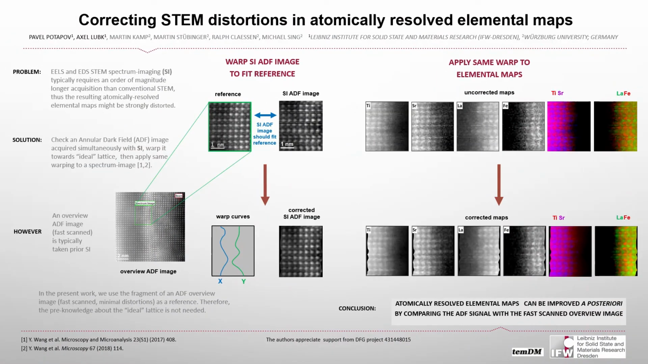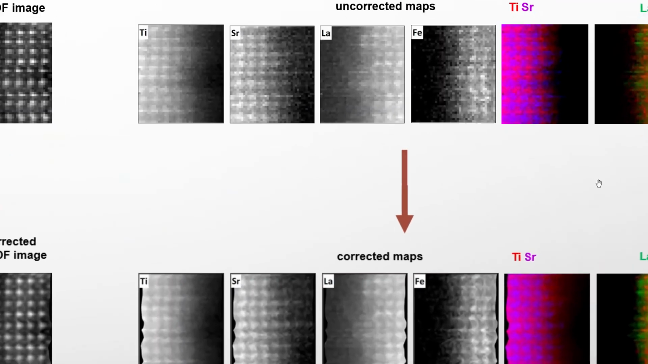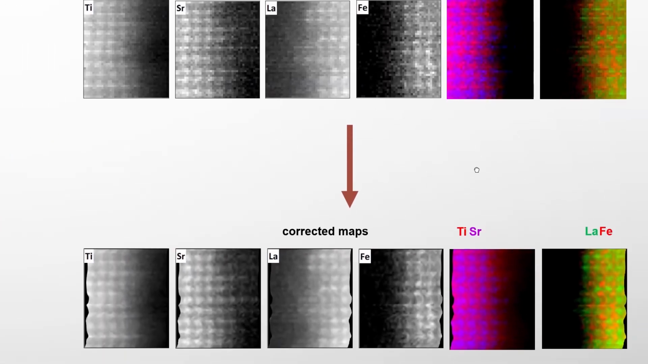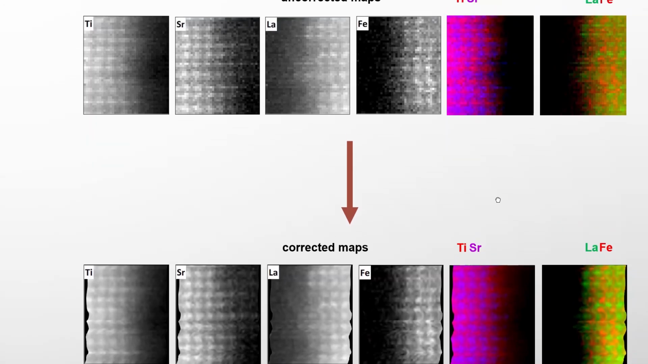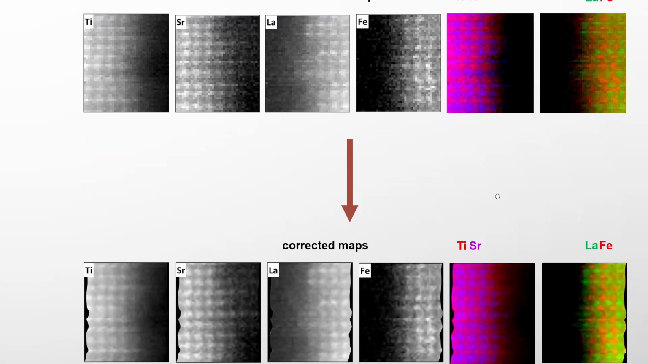Additionally, our script performs upsampling of elemental maps according to the more dense sampling of the overview image, typically more dense, which doesn't bring any extra scientific information, but just improves a bit the appearance of elemental maps.